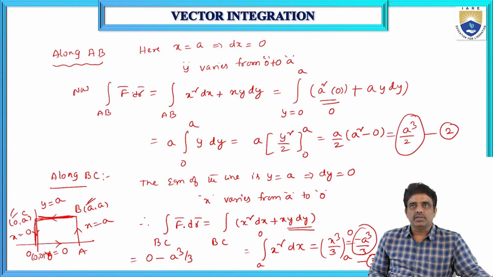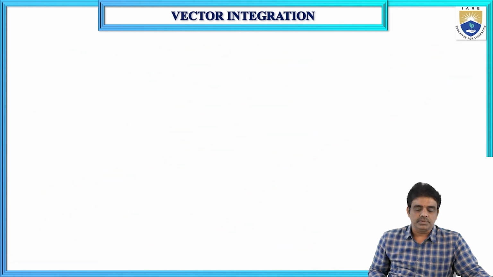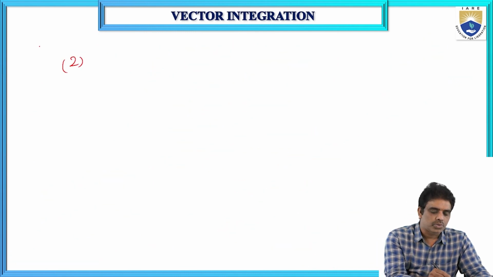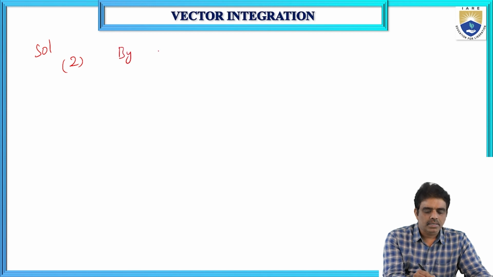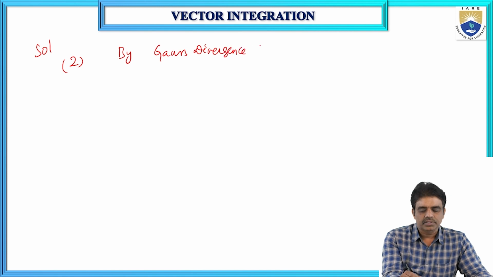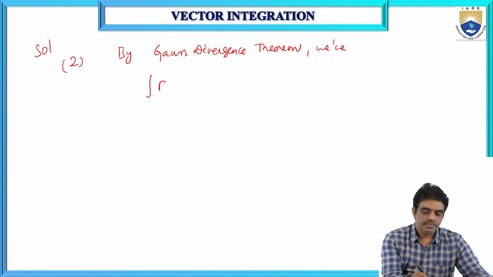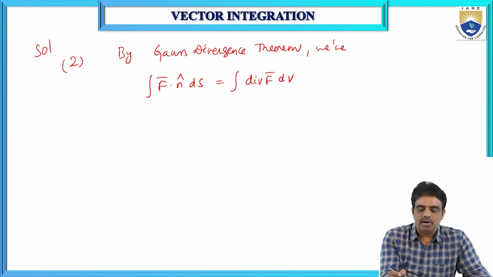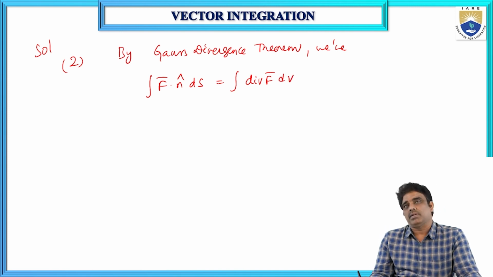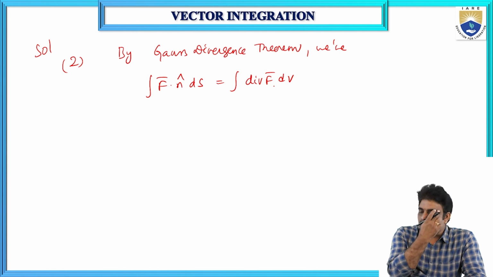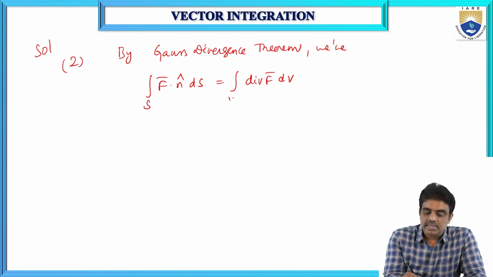To do the second problem, solution by Gauss divergence theorem, we have the integral of f bar dot n cap ds is equal to the integral of div f bar dv. Div f bar means del dot f bar. The left side is the surface integral, and the right side is the volume integral.